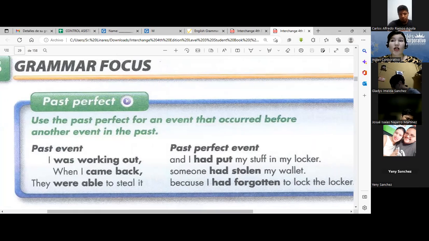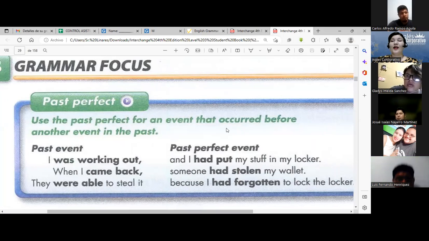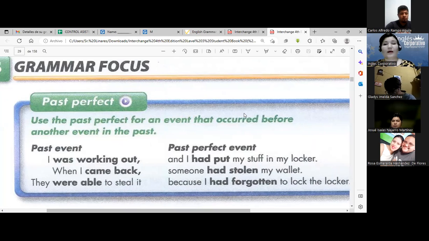And another thing that makes it different is that in the past perfect, you use the word had, right? I had put, I had stolen, I had worked, I had forgotten, I had stopped. And how do you use the past perfect in Spanish, people? Do you have an idea how you use it in Spanish? Any idea on this sentence?